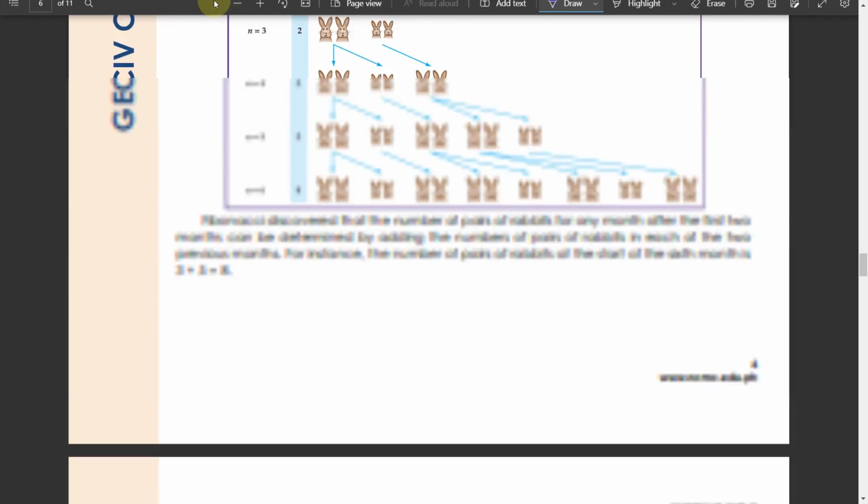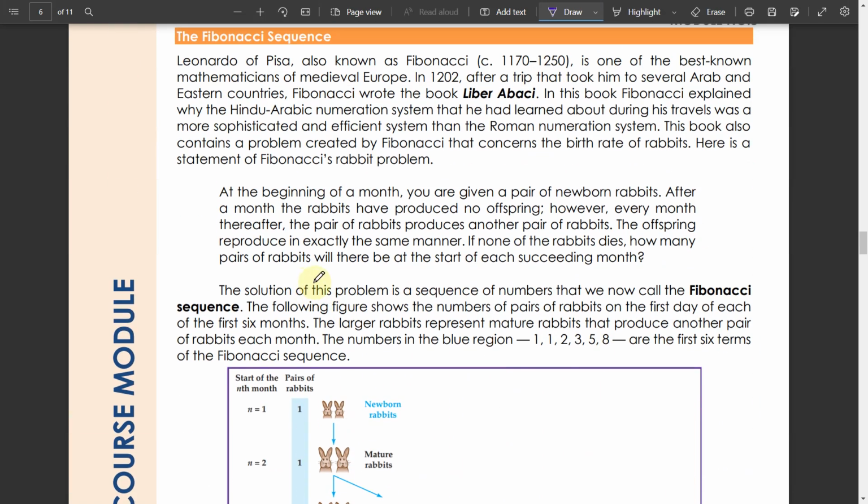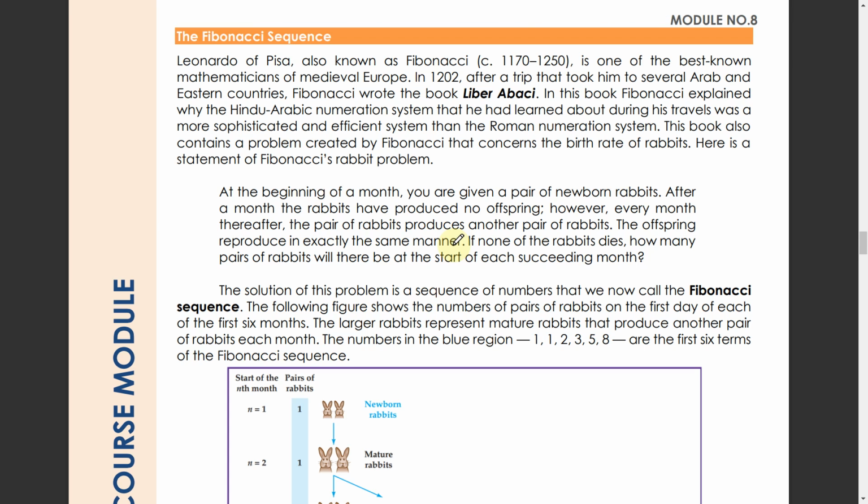However, every month thereafter, that means sunod nga month, no? A month after, no? The pair of rabbits produces another pair of rabbits. So the offspring produce in exactly the same manner, no? So ang imong given kay duha ka rabbit, no? Given kag duha ka rabbit, but they are newborn rabbits.